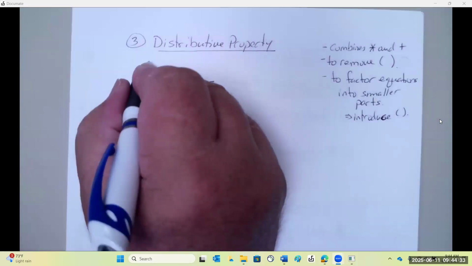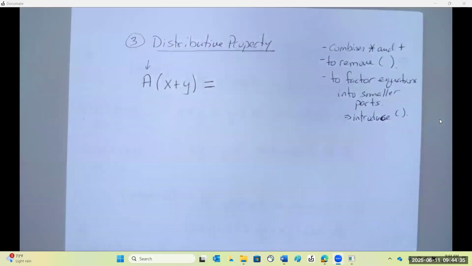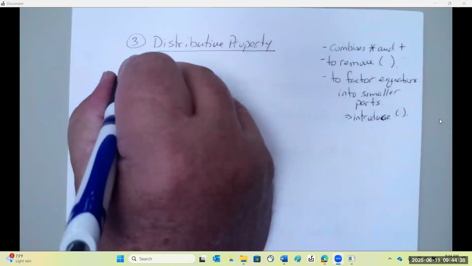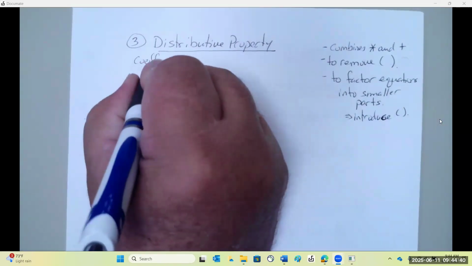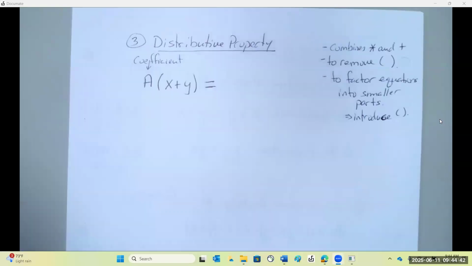What is this number in front of the parentheses called? Called the coefficient. It could be a number, it could be a letter, it could be a symbol, a sign. It could be anything. Whenever you have a parenthesis, you always have a coefficient in front of it. If there's nothing there, the coefficient is 1.